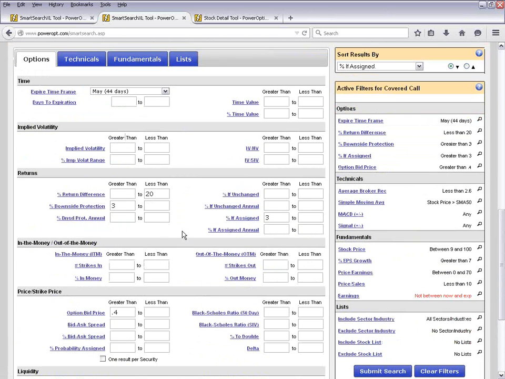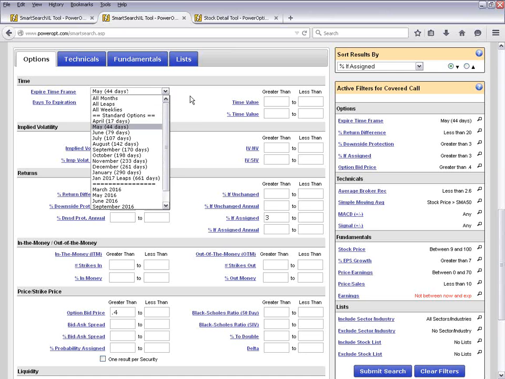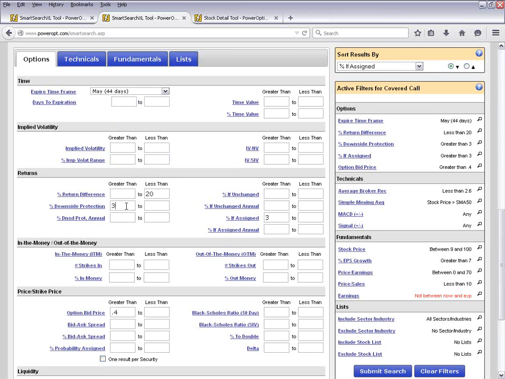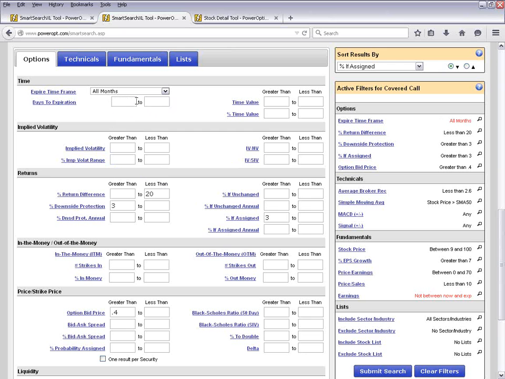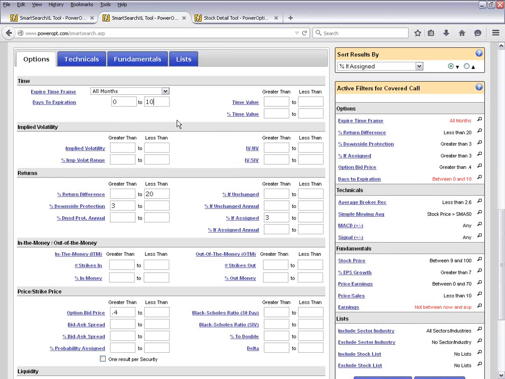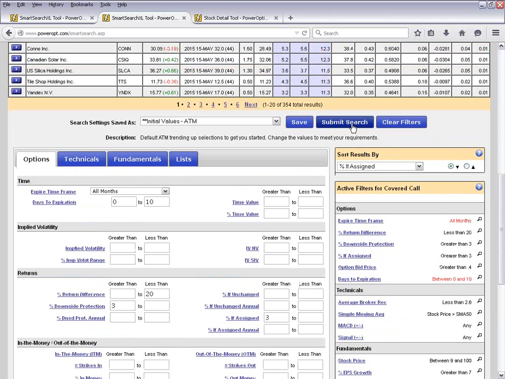Okay? And now, this basic search that we're looking at, we're going out to May, and we're looking for a downside protection of at least 3 or 4%, and a max percent return if assigned of at least 3% as well. And of course, a minimum 40-cent bid price. Well, let's change that. We want to use weekly options, so let's just change our time frame now. I can go to all weeklies, but I'm just going to go to all months, and let's look at both. Let's look at 0 days to 10 days out in time. So I'll see anything that's 2 days out or that 9-day out expiration to April 10th that matches our criteria.